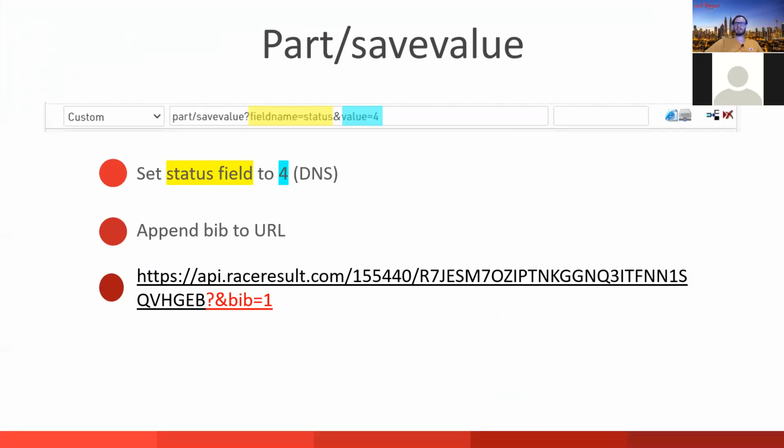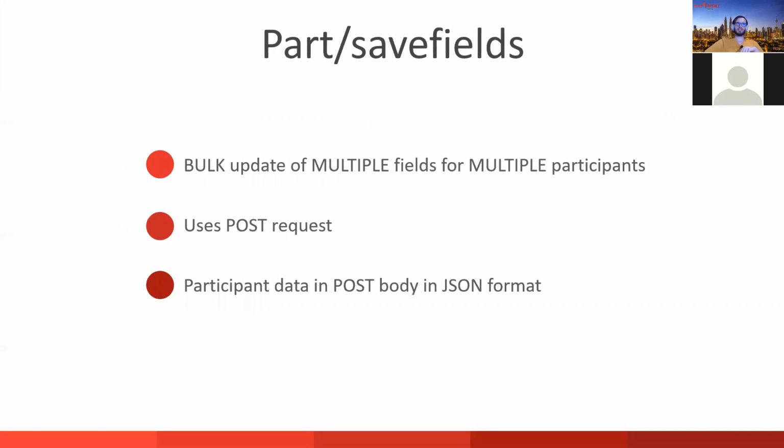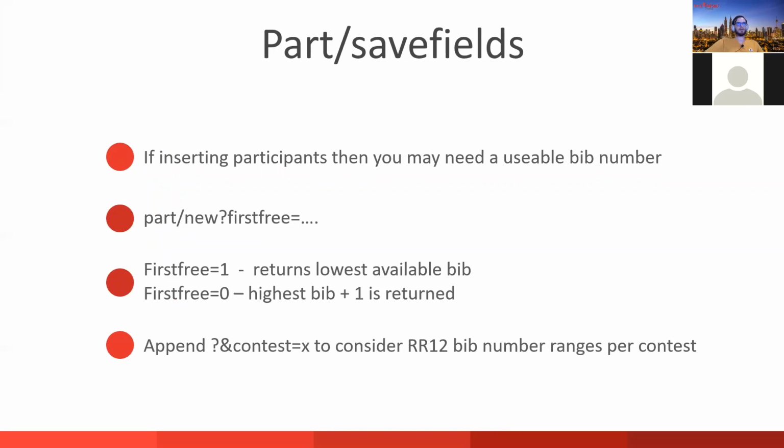But what if we want to update more than a single field? Well, for that, we have part/save fields. This can do a bulk update of multiple fields for multiple participants. Now, this uses a post request, which means I can't just do it in the browser. It's a little bit different. With a post request, there is a post body, which is sent with the URL call, and the participant data is in that post body in JSON format. Okay.